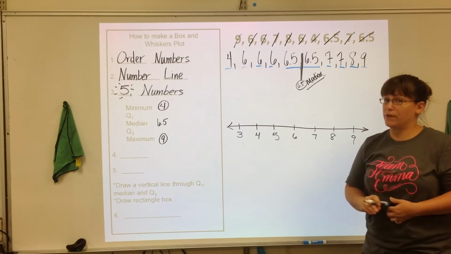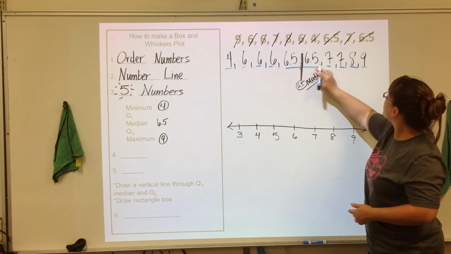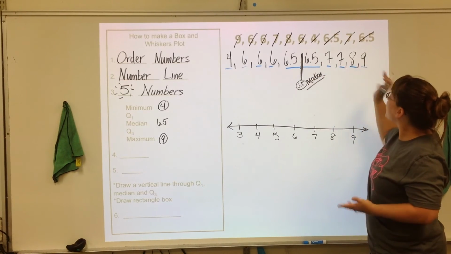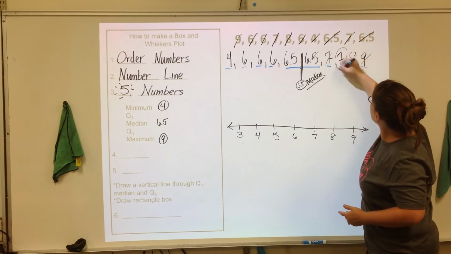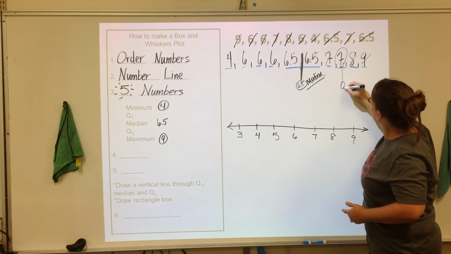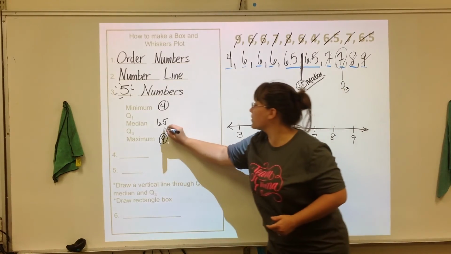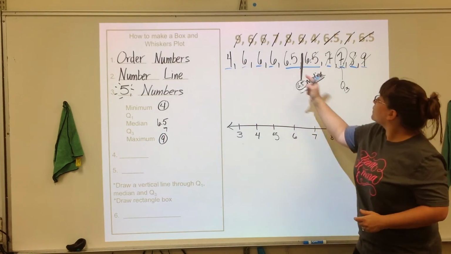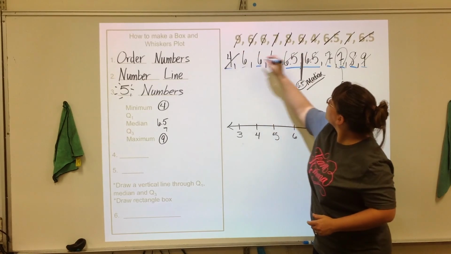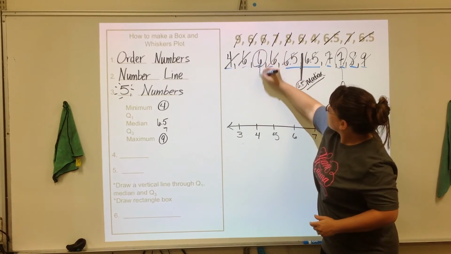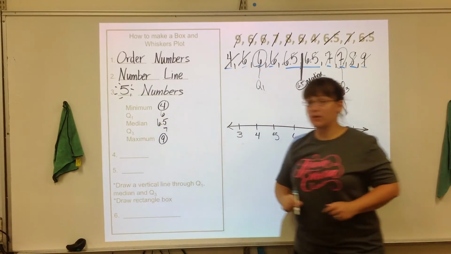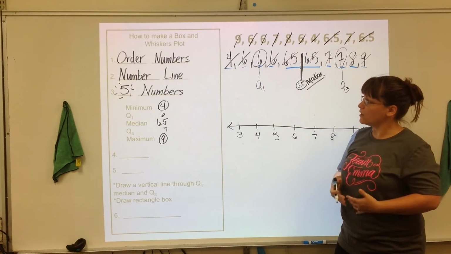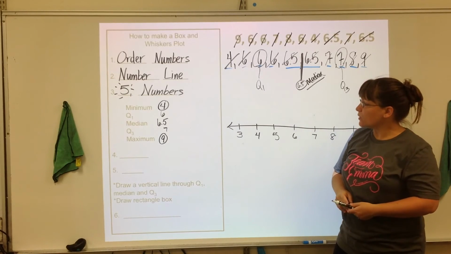Let's do Q3 first. So in the middle of these numbers, there's 1, 2, 3, 4, 5 of them. So when we find the middle value, we don't have to do anything fancy. 7 is Q3. And then the same thing on the other side. 6 is Q1. We have found all 5 numbers. That is step 3 that we have to do.